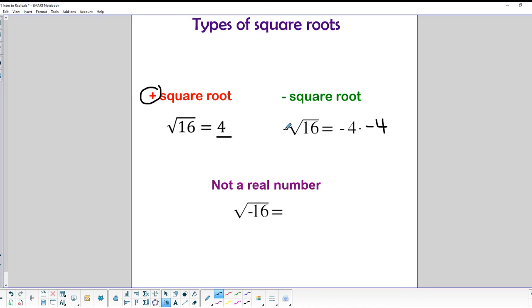Now, keep in mind that negative is out in front of the 16. It's not inside the square root symbol. If you try to take the square root of the negative sign like this, it will actually give you an error message. So you can't put a negative sign in front of your number inside of the radical. It just doesn't work that way.